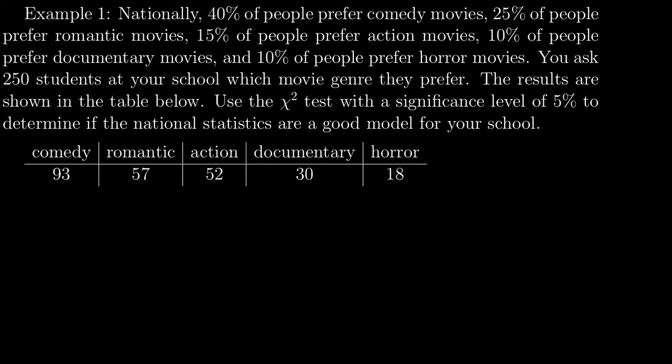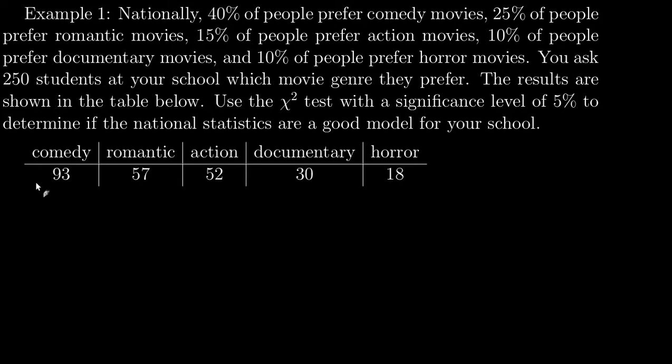All right, finally, let's dive into some examples so you can see how this works. So nationally, 40% of people prefer comedy movies, 25 prefer romantic, 15 prefer action, 10 prefer documentary, and 10 prefer horror movies. You ask 250 students at your school which movie genre they prefer. The results are shown in the table below. Use the chi-square test with a significance level of 5% to determine if the national statistics are a good model for your school.